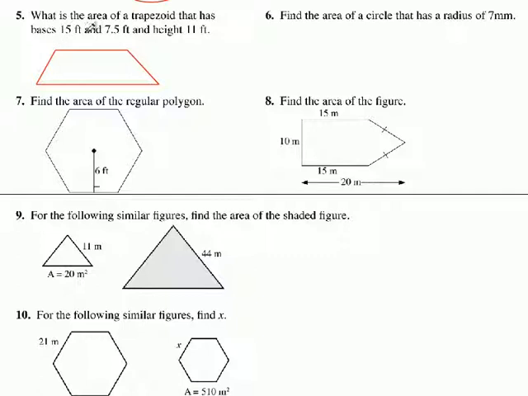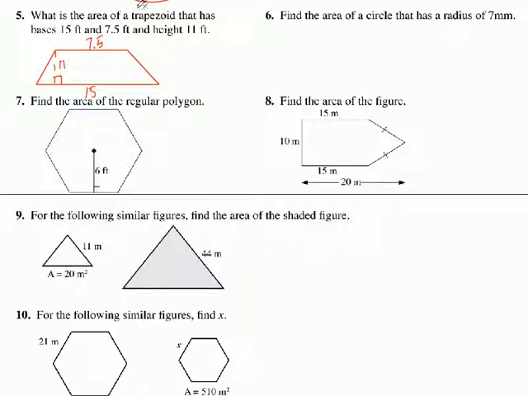What's the area of the trapezoid? It has bases 15 and 7.5. So let's say that is one base, that's 7.5. Let's say this base is 15. And the height is 11. How do you do the height? The height is from the top, perpendicular to the bottom. So that dotted line right there would be the height. That would be 11.